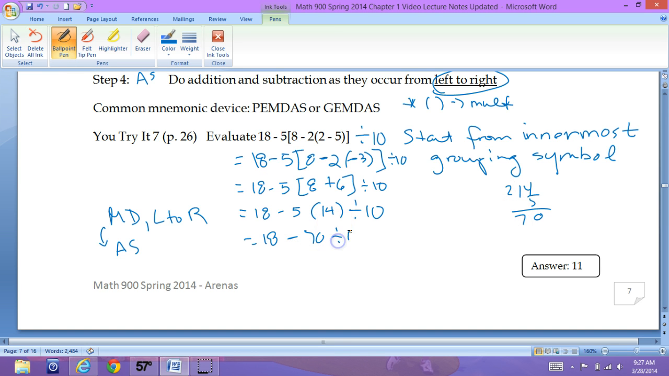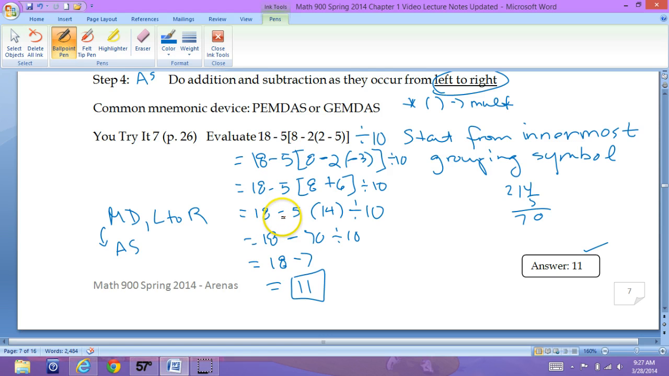70 divided by 10. And then continuing our very step-by-step process, we're looking at what's 70 divided by 10. Hopefully you know what 70 divided by 10 is. It's just 7. And now we're getting down to that answer that we were looking for this whole time, which matches our answer box, because 18 minus 7 is 11.